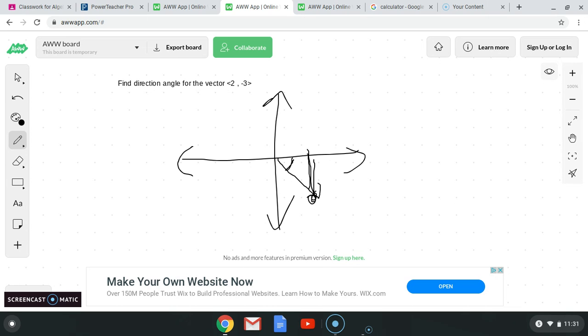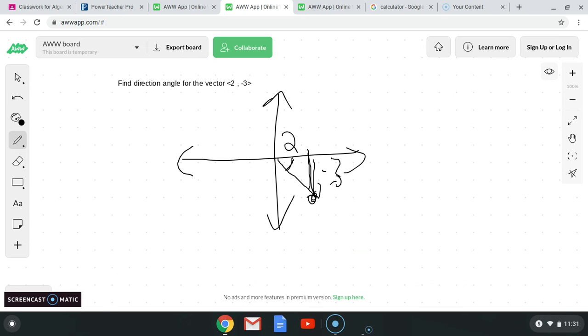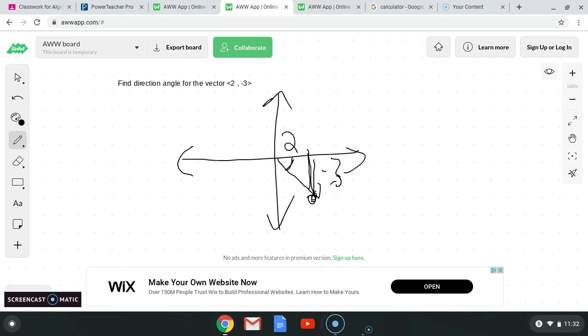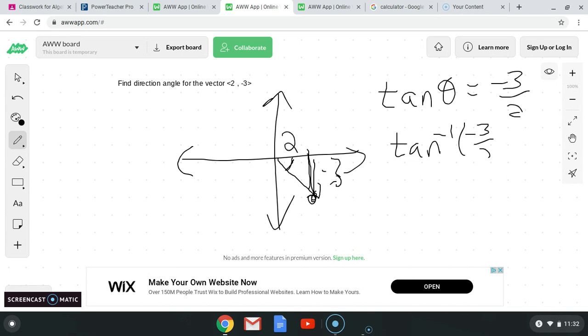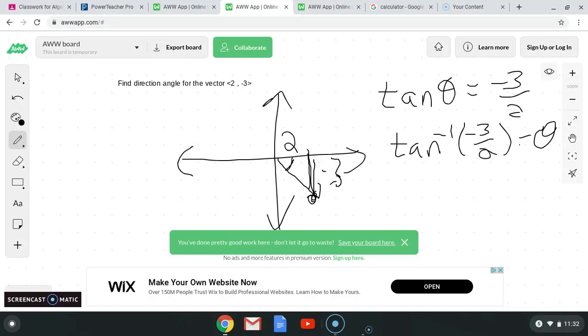There's multiple ways to do it. But if you remember, to find this angle, we know that this here is 2. This is -3. Okay, but I have an opposite and adjacent, so we will use tangent. To find our direction angle, tangent of an angle equals opposite over adjacent, so it is TOA, -3/2, right? So it would be inverse tangent of -3/2 will give me my angle.